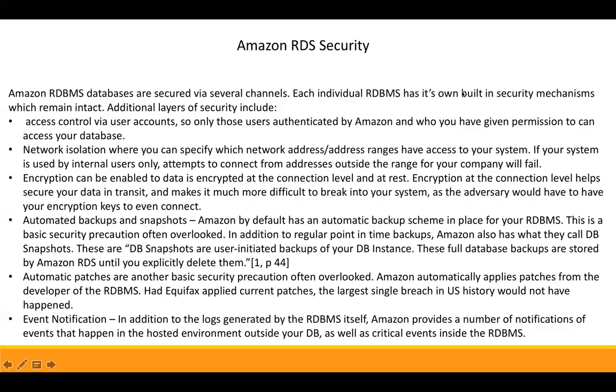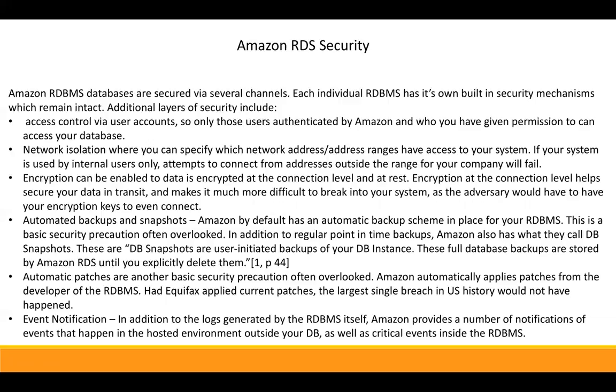So the Amazon RDS security. The Amazon RDBMS databases are secured via several channels. Each individual RDBMS has its own built-in security mechanism, which remains intact. Additional layers of security include access control via user accounts. So only those users authenticated by Amazon and who you have given permission to can access your database.